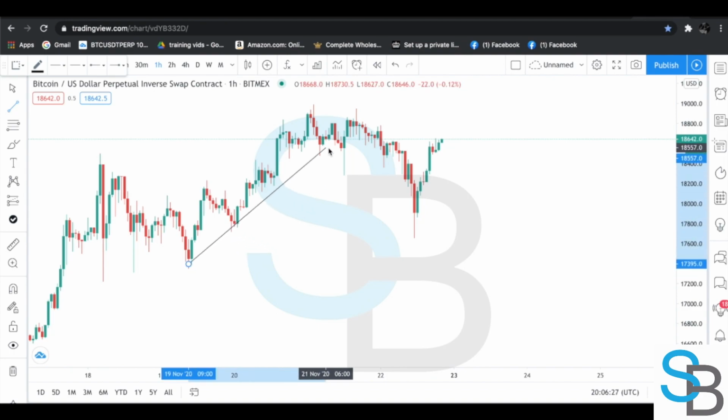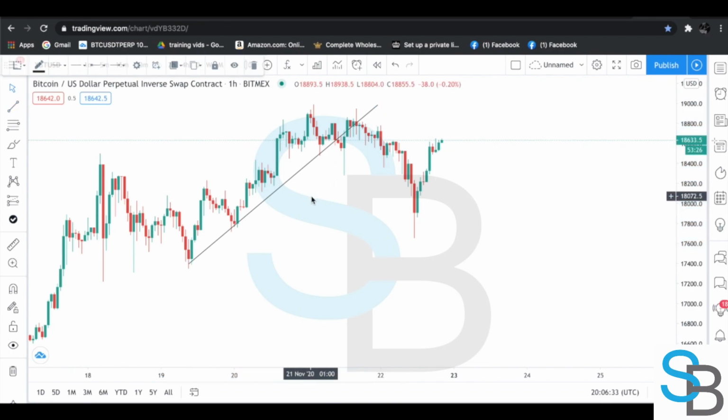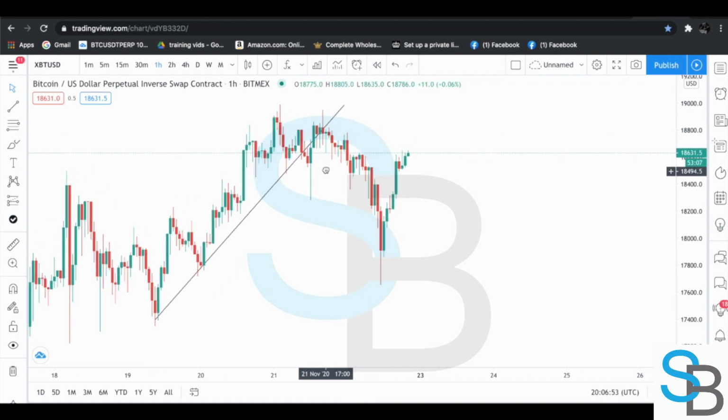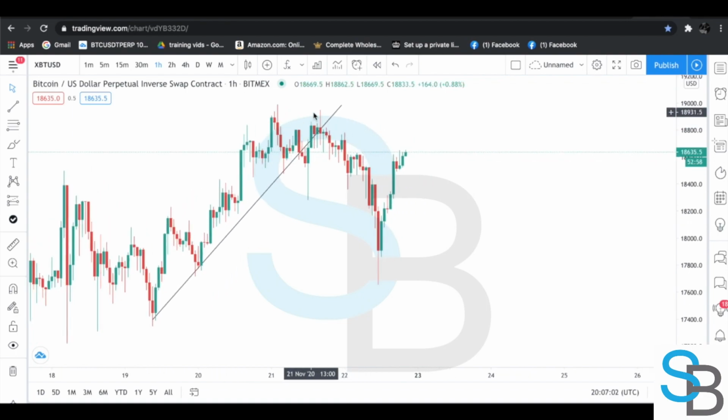We got 1 tap, 2 taps, 3 taps and broken. And as you can see over here clearly, just check this out. We got 1 tap, another tap, then another one. The trend line got broken, retested and then the trend changed and went downwards. So this is the power of trend lines. You have to keep eyes on the breakout or the breakdown zones. And after this breakout, we'll draw another trend line over here for the downtrend.